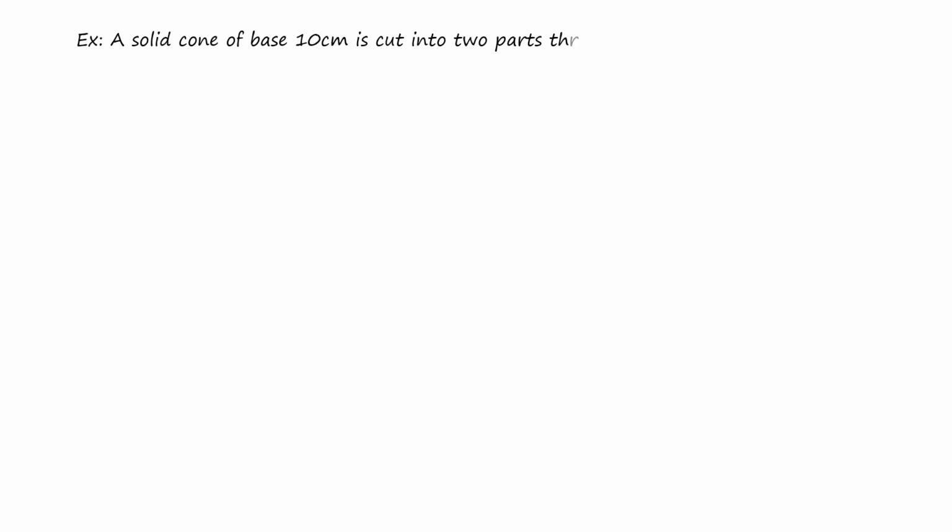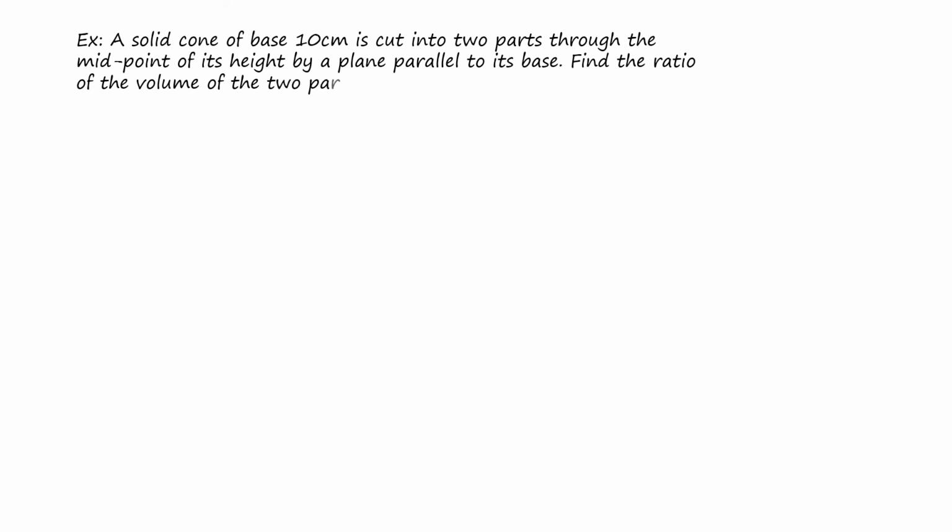A solid cone of base 10 centimeter is cut into two parts through the midpoint of its height by a plane parallel to its base. Find the ratio of the volume of the two parts of the cone. Let's draw the picture first.